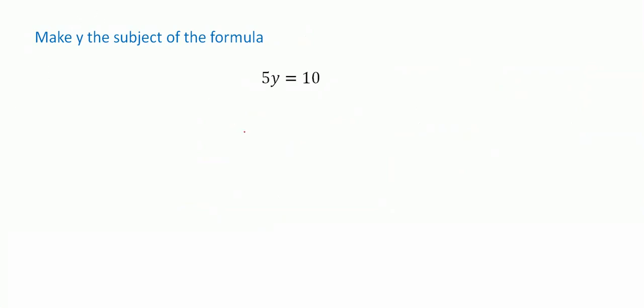Let's say we have 5y equal to 10 and we want to make y the subject of the formula. All we need to do is to remove this 5. In order to do that, we need to divide both sides of the equation by 5. So we end up with 5y over 5 is equal to 10 over 5. Alright, this 5 will cancel with this 5, and we end up with y is equal to 10 divided by 5, which is 2. Okay?